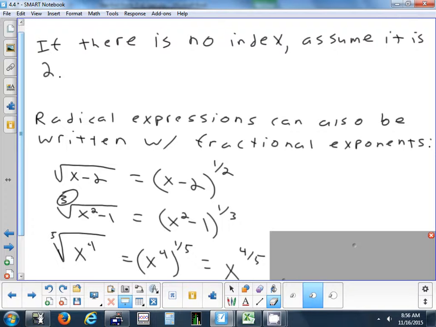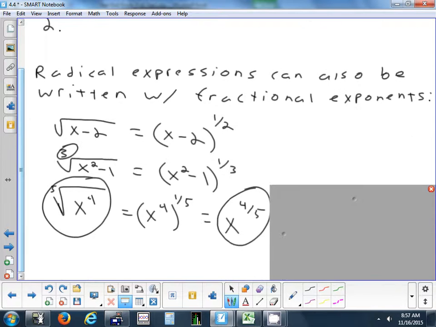Right, so that's a reason why we might write a root as a fractional exponent, so then we can combine them into a single exponent. This is a little easier to type into the calculator than all of that. Okay, so any questions on rewriting a root with a fractional exponent? All right.